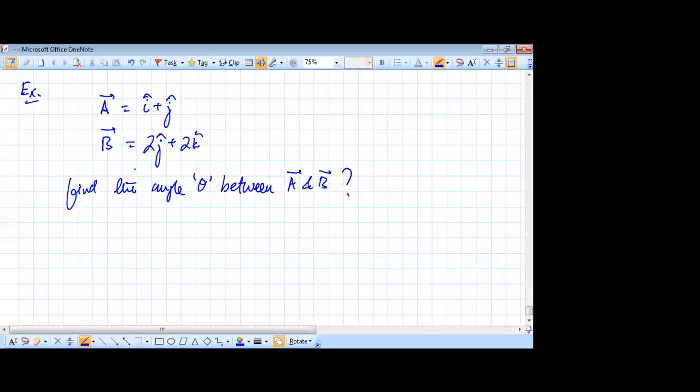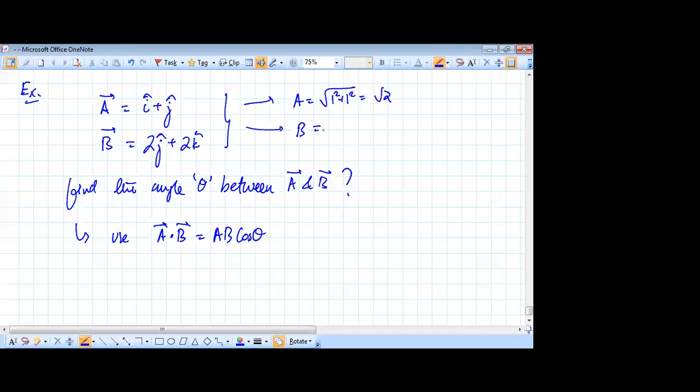Okay, so how will we do this question? We'll use the definition. Use the fact that A dot B is AB cos theta. Okay. Now in this, you can see that what is the magnitude of the vector A? It is root of 1 square plus 1 square, so it is root 2. What is the magnitude of vector B? It is root of 2 square plus 2 square, so that is 2 root 2. Whereas you can also see that what is the dot product?